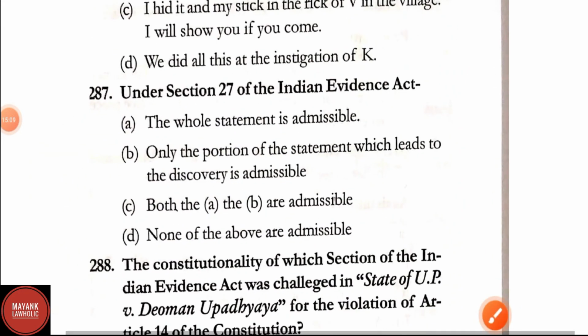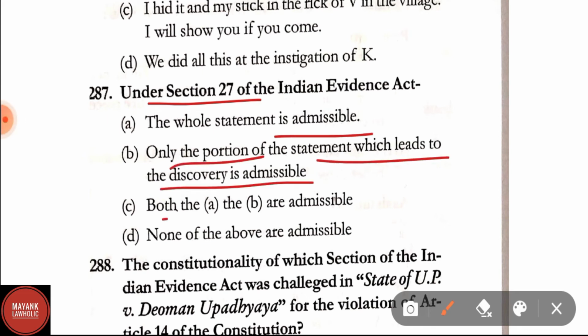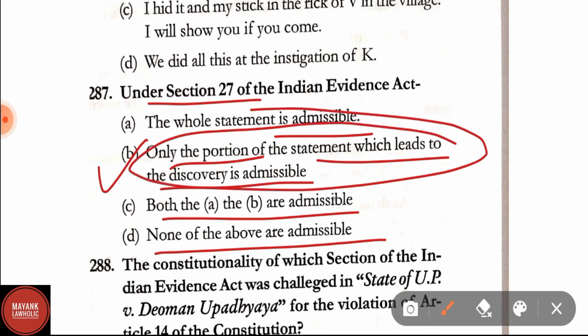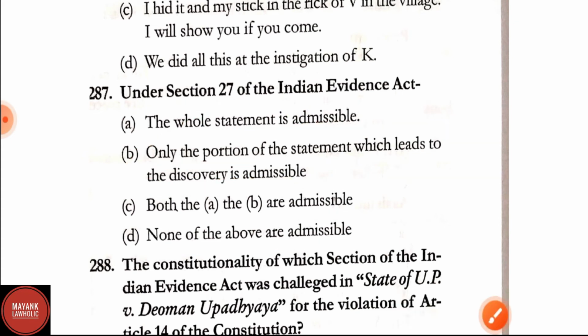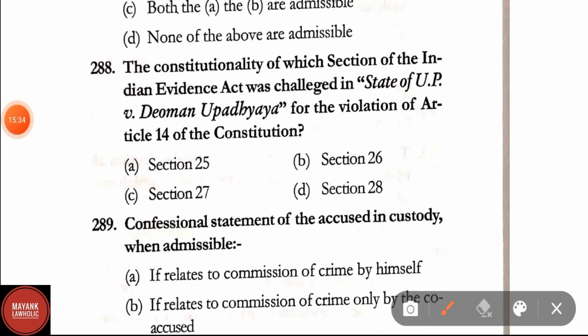Question number 287. Under Section 27 of the Indian Evidence Act, the whole statement is admissible. Only the portion of the statement which leads to the discovery of evidence is admissible. Both A and B are admissible. And D, none of the above are admissible. Here the correct answer is option B. Under Section 27 of the Indian Evidence Act, only the portion of the statement which leads to the discovery is admissible.